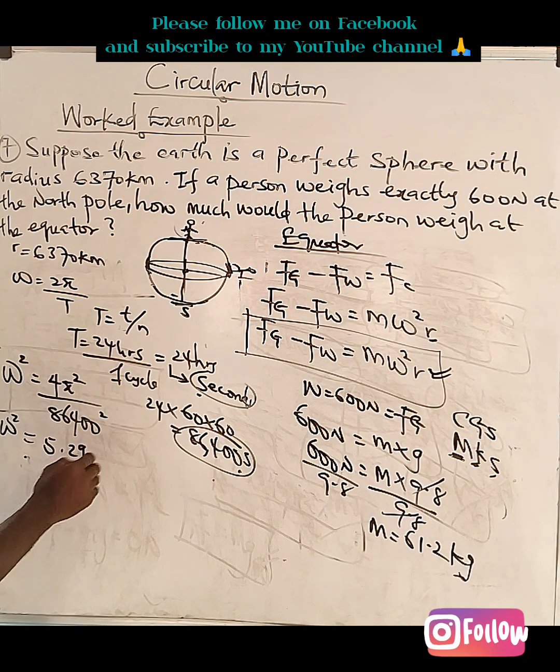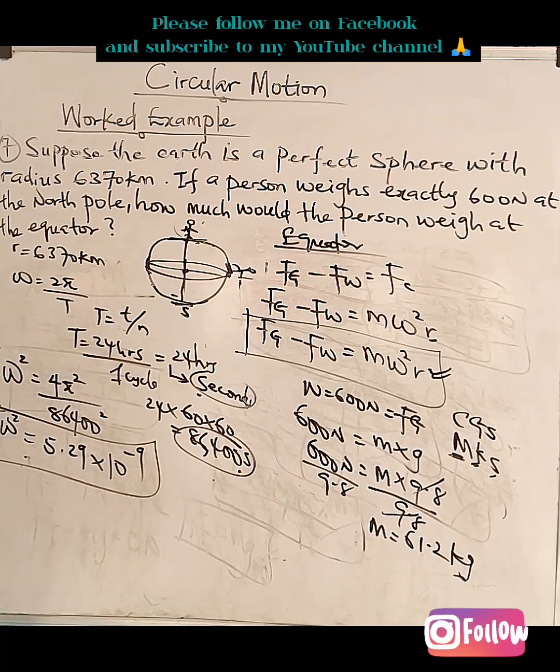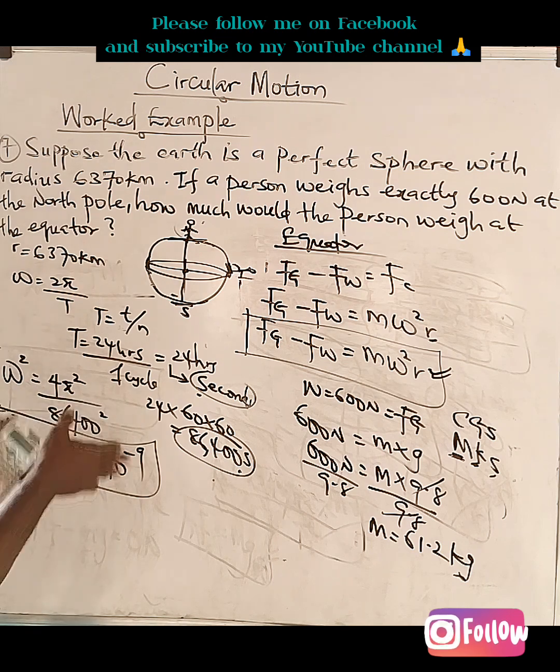That's 5.29 times 10 raised to minus 9. That's what it is. So this is what we have. Don't forget, this is 2 pi over period. So when you square those two sides, you end up with 4 pi squared over the square of this period, which is 6,400 seconds. So this is what we have for the angular velocity.